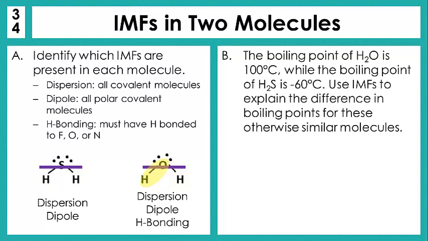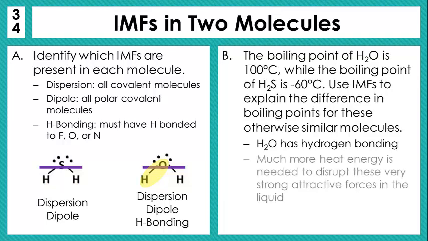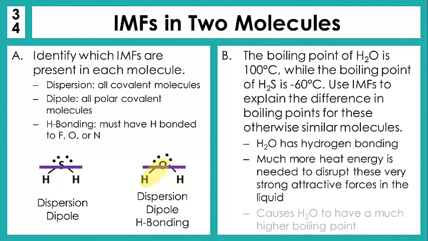The next question: the boiling point of water is 100 degrees Celsius, while the boiling point of H2S is minus 60 degrees Celsius. So why do we have this difference? Water has hydrogen bonding. In order for something to boil, we're just changing the liquid into a gas. So we need to interrupt those strong attractive forces so that the liquid can become a gas. We do that by adding heat. Now, since water has hydrogen bonding, we need much more heat energy to disrupt those very strong attractive forces in the liquid. This means that water will have a much higher boiling point because of the presence of hydrogen bonding.